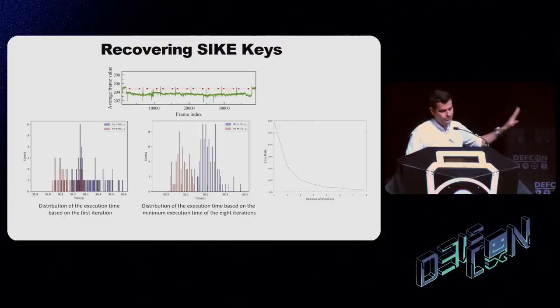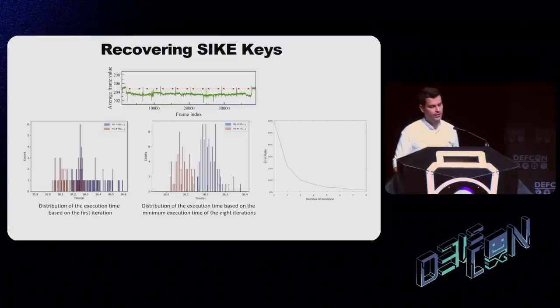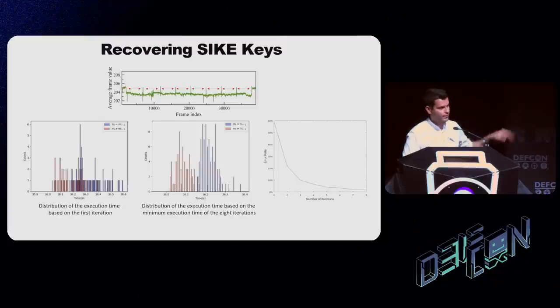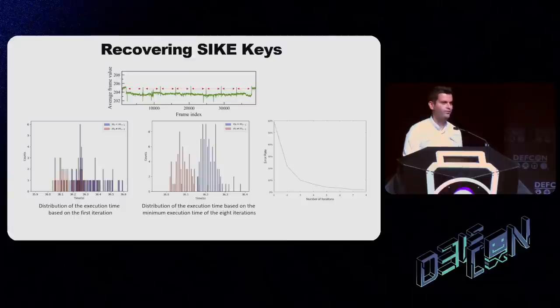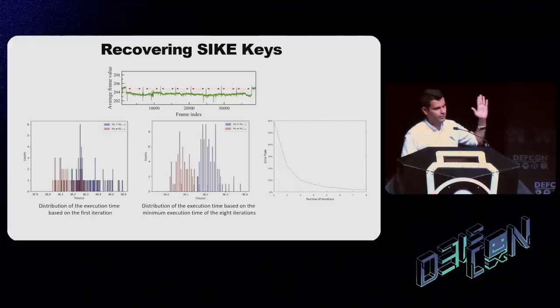So on the left side, you can see the distribution of the execution time based only on the first iteration, okay? We apply the attack by using only the first iteration, and as you can see, it's very noisy. For the two cases, whether the bit has a similar value or was changed in comparison to the previous index, you cannot set a threshold that you will be able to use in order to accurately distinguish between the two specific cases.